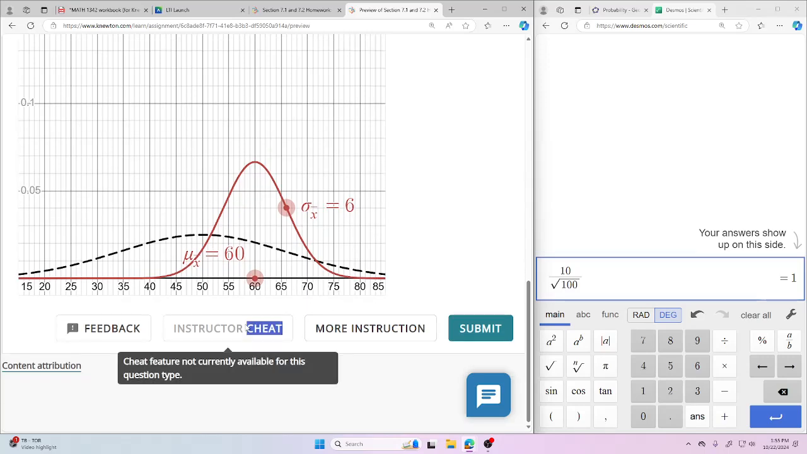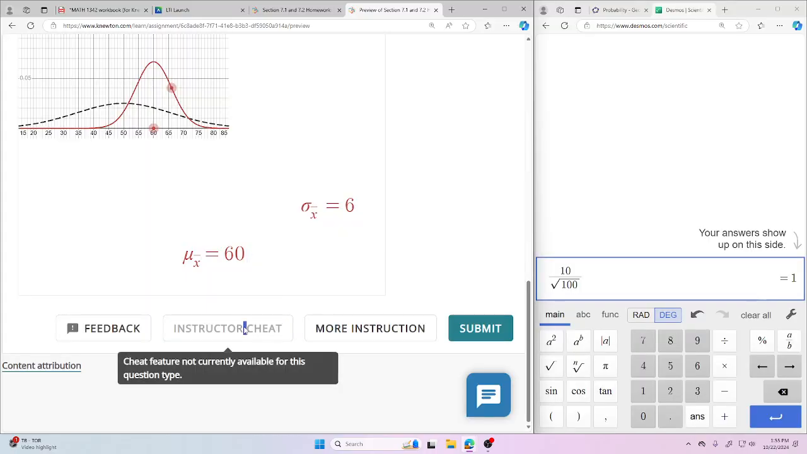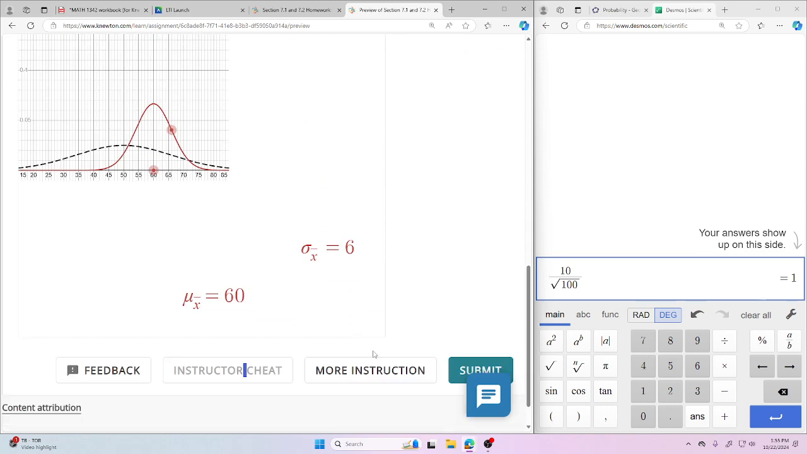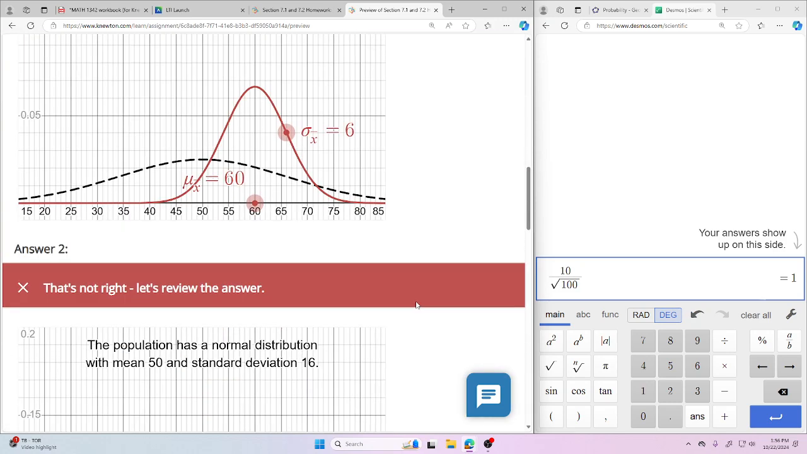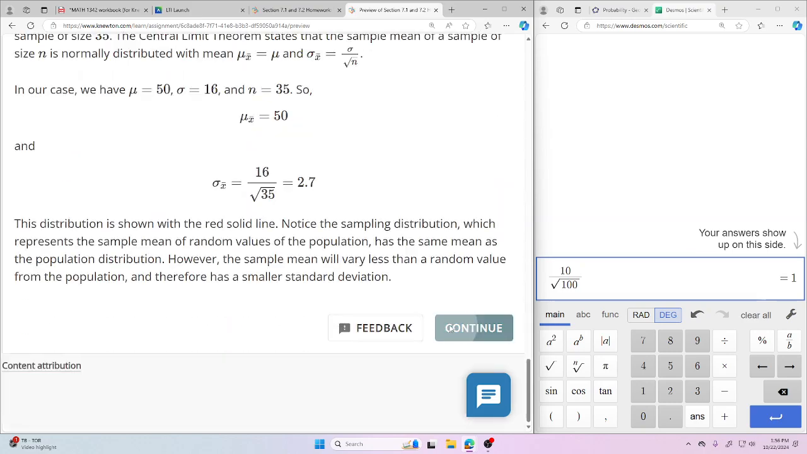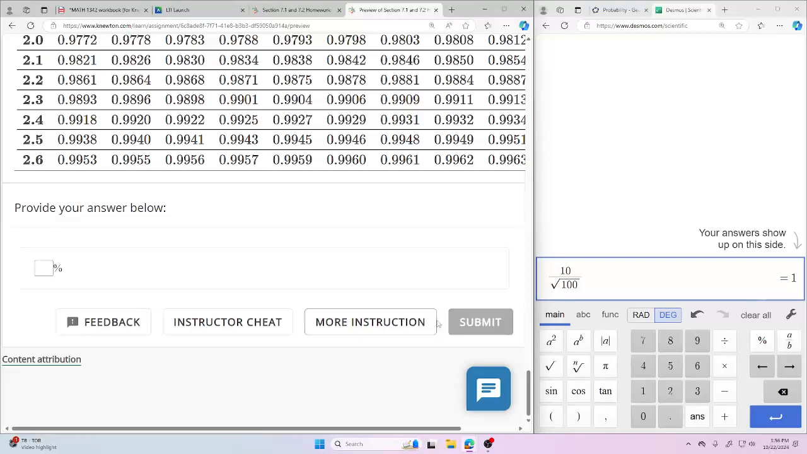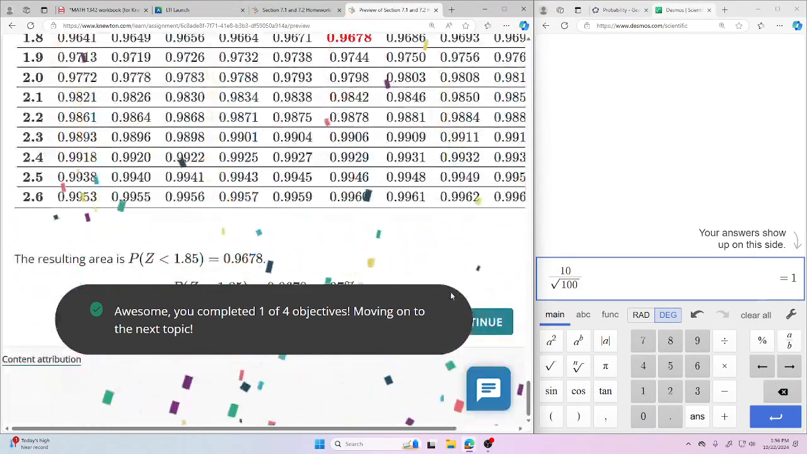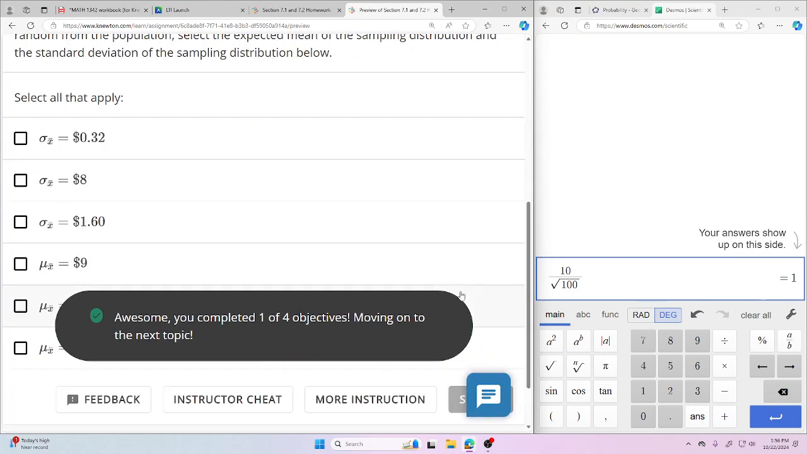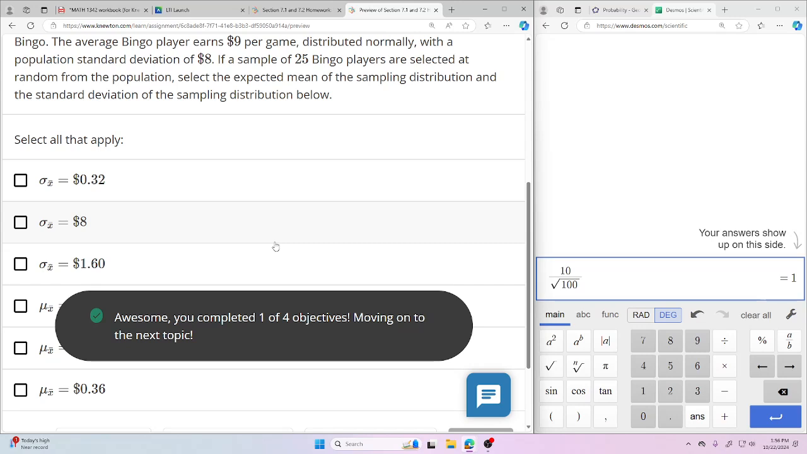Ooh, that looks really cool. And there's no instructor cheat. It blinked out on me. We'll get back to that later. Don't worry. Don't worry. We'll come back. Oh my gosh. Instructor cheat. Yay, we did nothing. Here we are. Here we are.